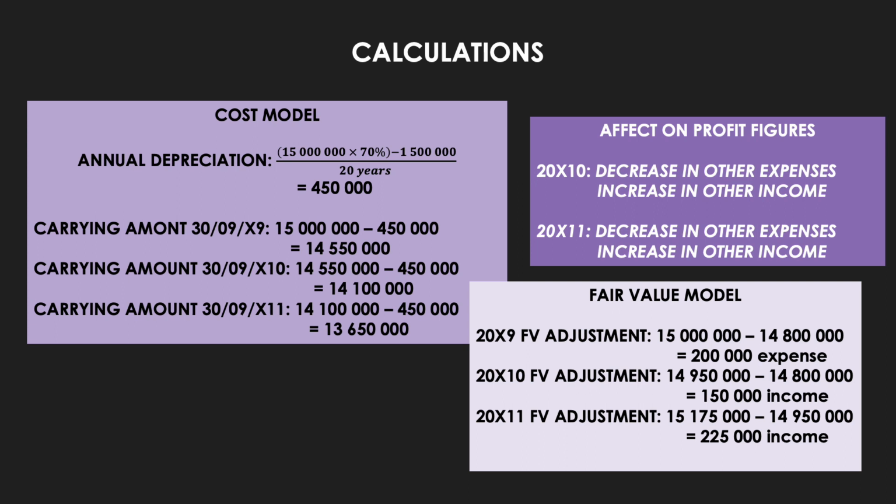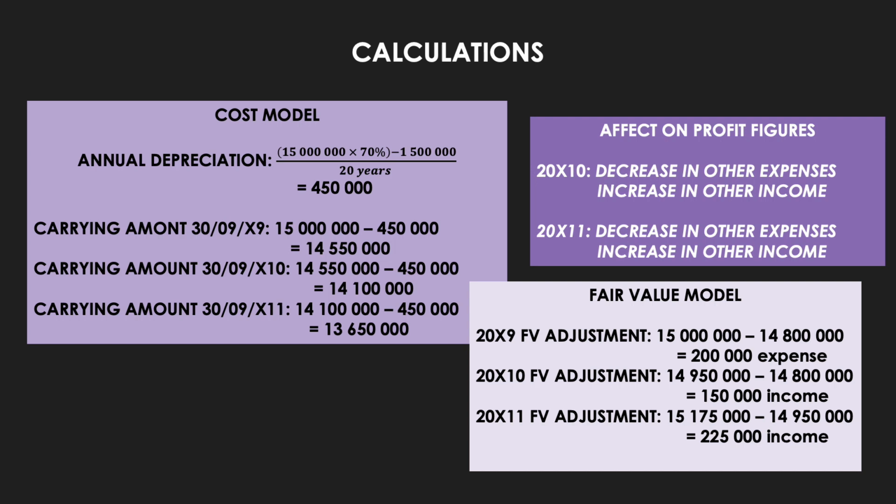So on this slide, you will see that I have a different box for the cost model and the fair value model. Why? Because the investment property was held on the cost model as per IAS 40, but we are now changing it to the fair value model. So we need to compare what has actually happened to what should have happened.